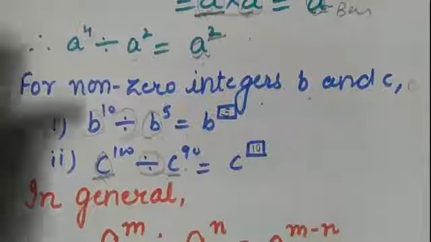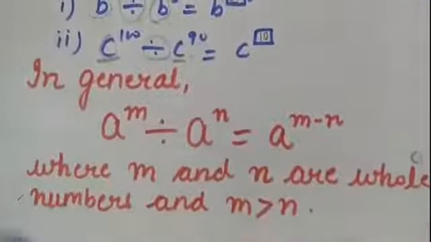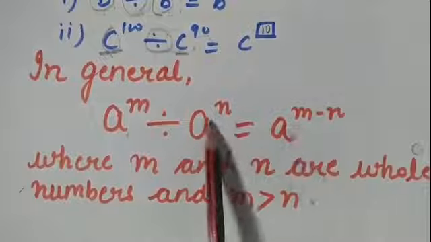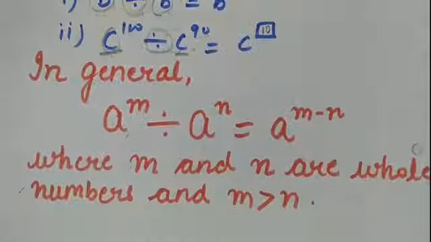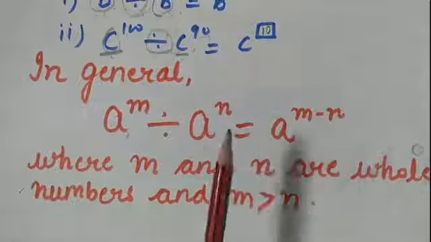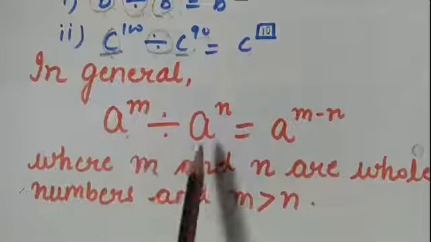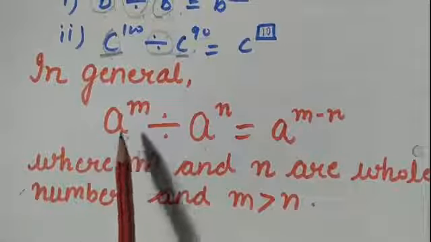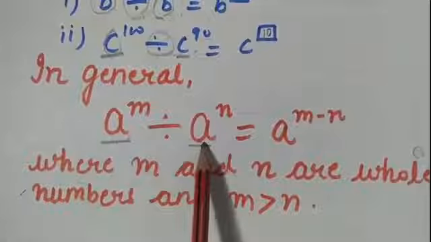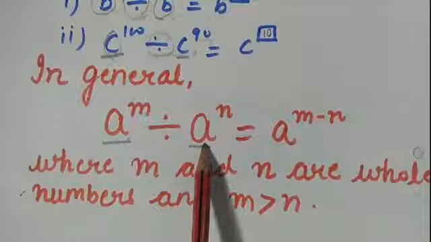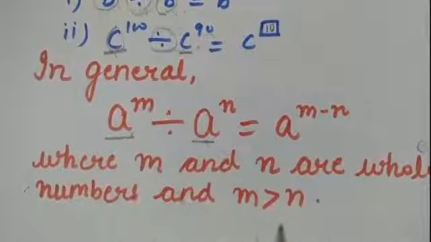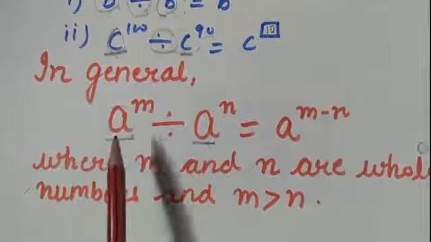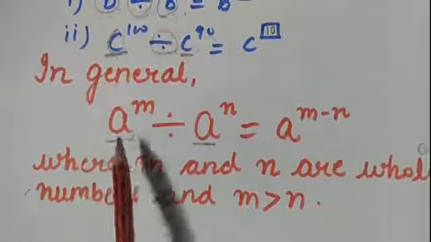Okay, now in general we can write this rule as a to the power m divided by a to the power n. What we have observed from the examples is that the powers get subtracted in this case. If we are dividing two exponential numbers having the same base, a may be any number other than 0. Okay, so a may be any integer other than 0.